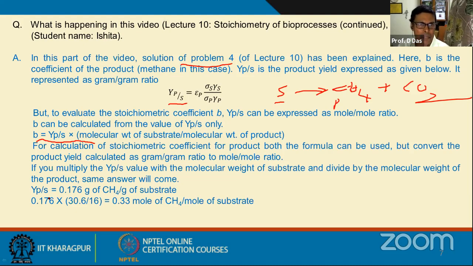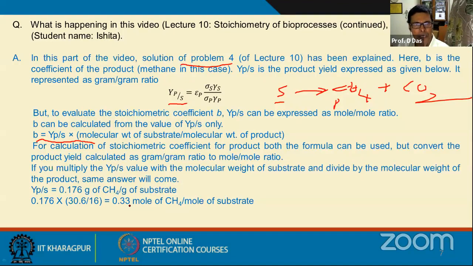We have given a typical example: in the case of Y P by S equal to 0.176 gram of methane per gram of substrate, then you can write it. Suppose I have that. So what is the substrate? The molecular weight might be 30.6. So you have to multiply by 30.6 divided by 16.